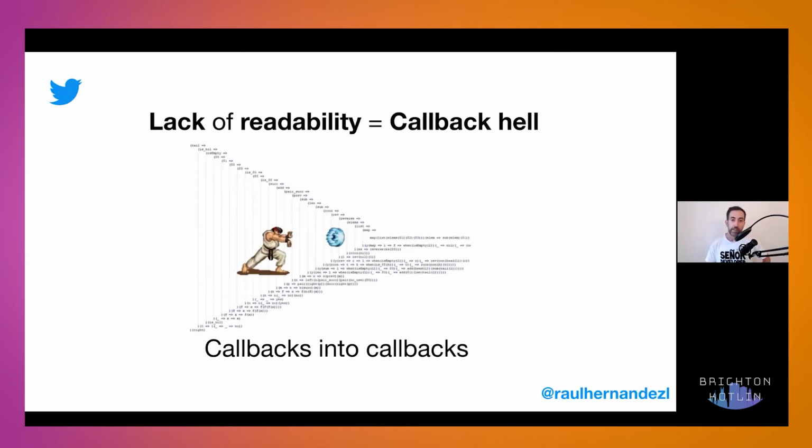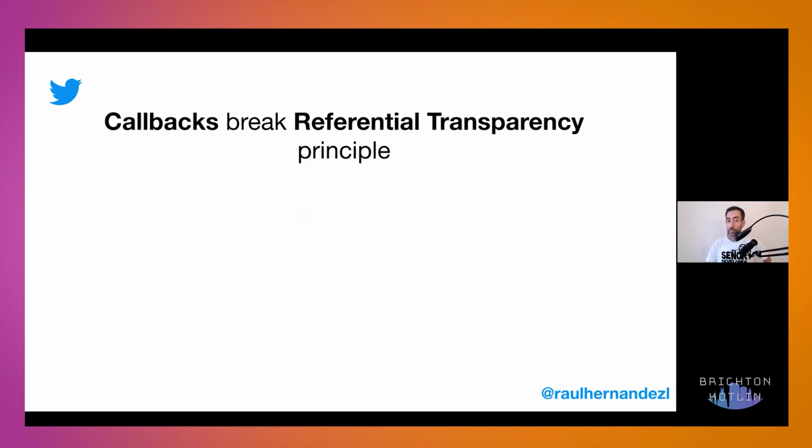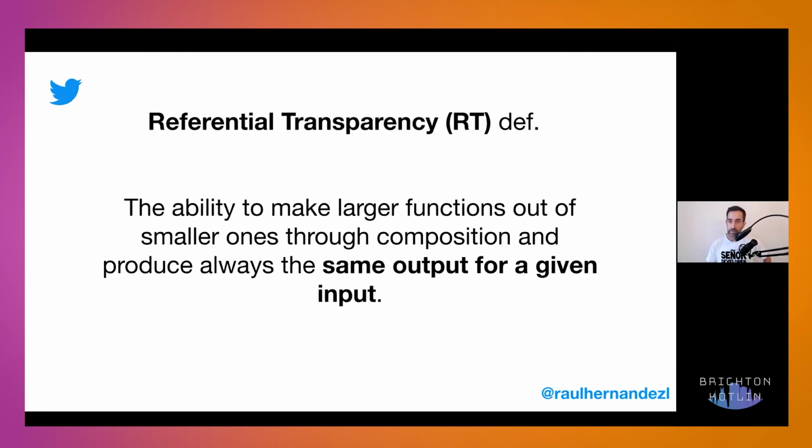So basically, the problem here is, first of all, lack of readability. Second, if you have any problem here and you want to debug and fix the problem, you're going to have a very bad time to do that. So not ideal. Then also, the callbacks break a really interesting principle coming from functional programming, which is called referential transparency. This actually is the ability to make larger functions out of smaller ones through composition and produce always the same output for a given input.